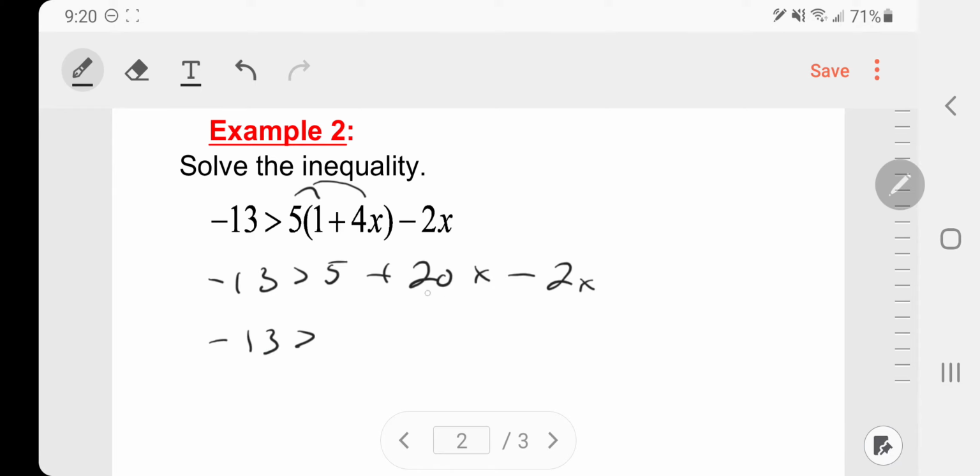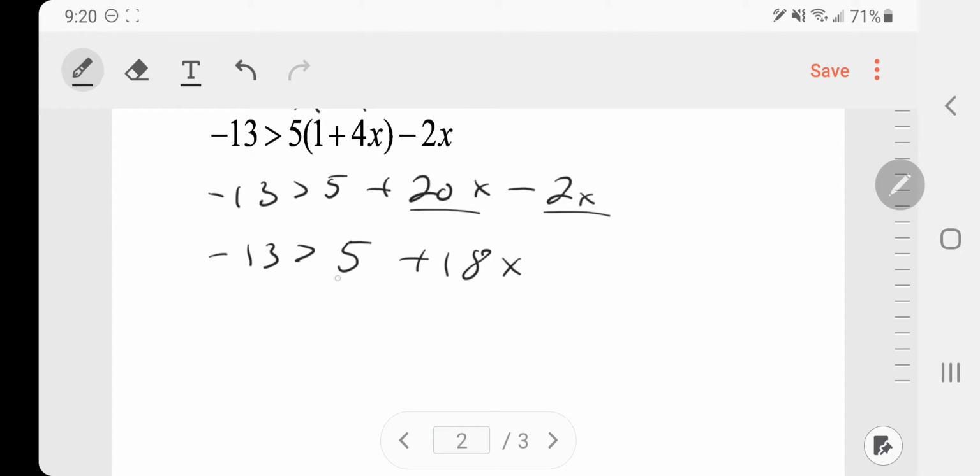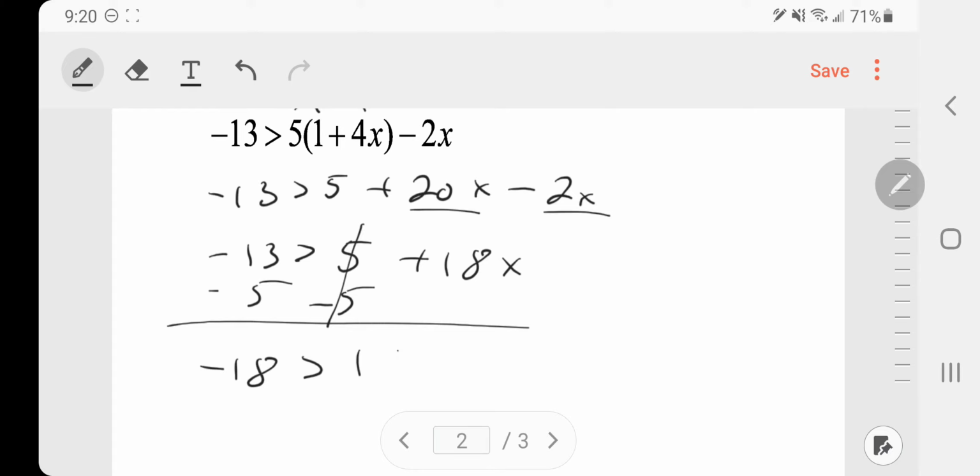Okay, let's go ahead and combine our like terms. I have a 20x and a negative 2x, or minus 2x. So I'm going to get an 18x out of that. And we're still trying to get our variable by itself, so I'm going to subtract 5 on both sides, and I get negative 18 is greater than 18x.